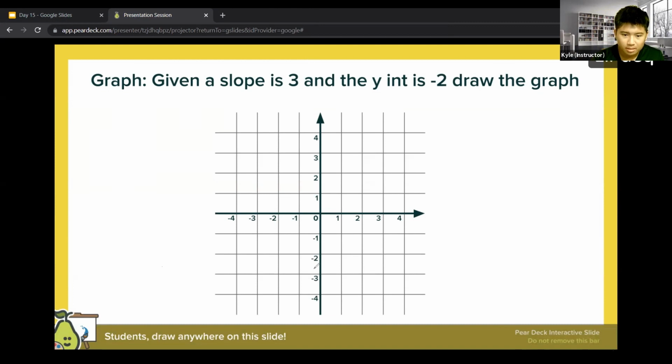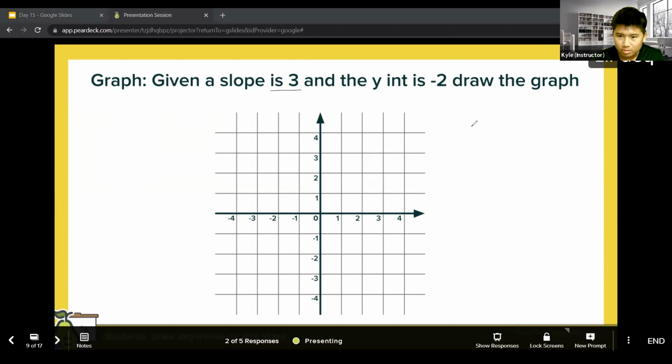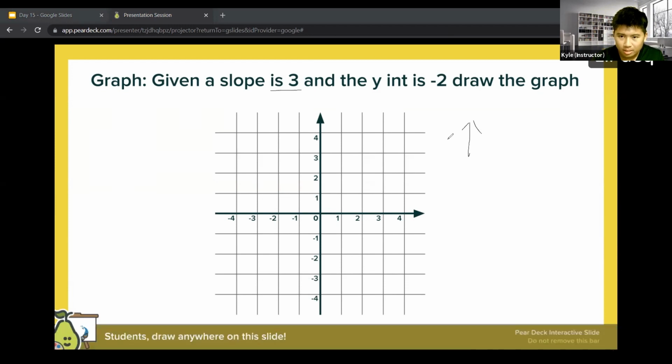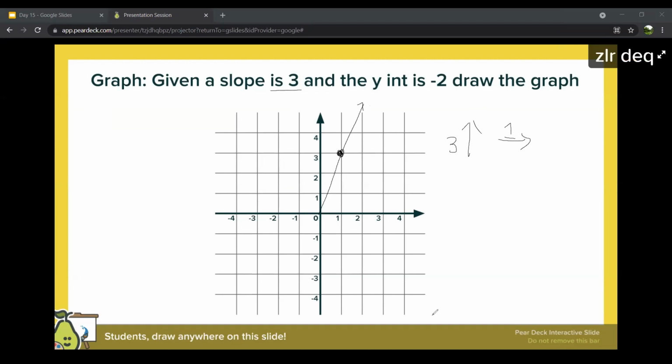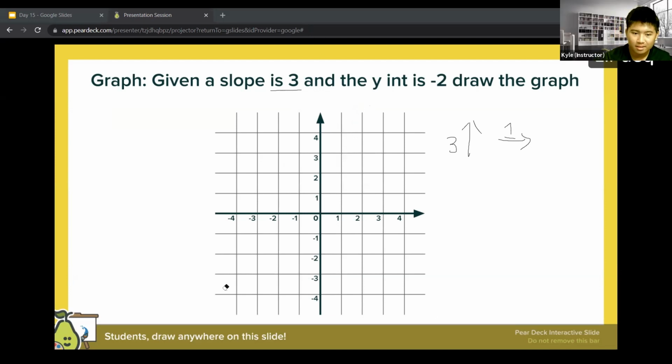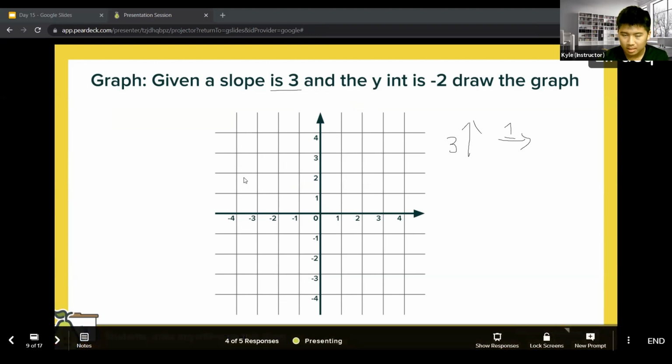So just to help you out, a slope of 3 means that it goes up by 3, and then it goes across by 1. So if I started on 0, I'll go this way, basically. This would be my graph. I'm not finished. Oh, you finished? Okay. I'm going to give you guys a few more minutes. Again, it's not too difficult.